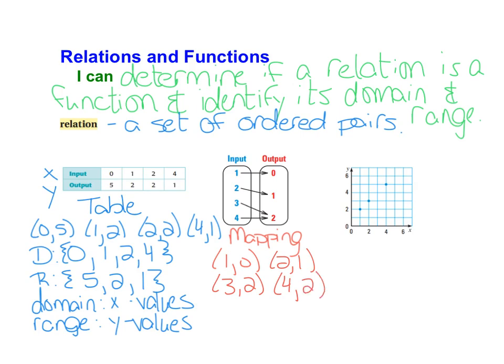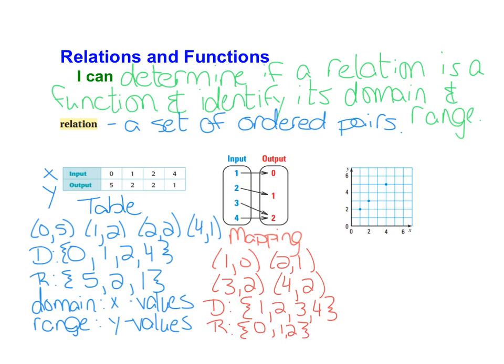So, what's my domain and what's my range? My domain, do squiggly bracket, curve, point, curve. X values are 1, 2, 3, 4. And my range is my y values. I have 0, 1, 2. Notice I didn't write the 2 more than once, even though it showed up in 2 points.